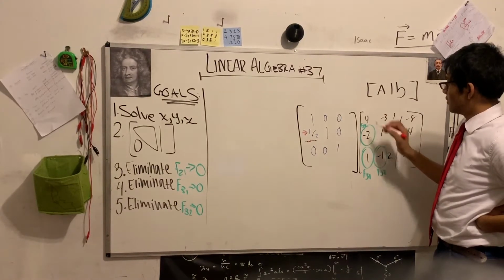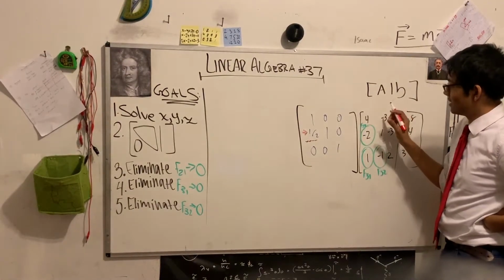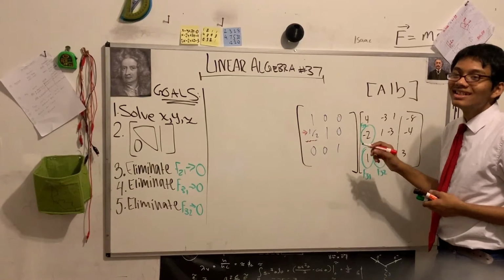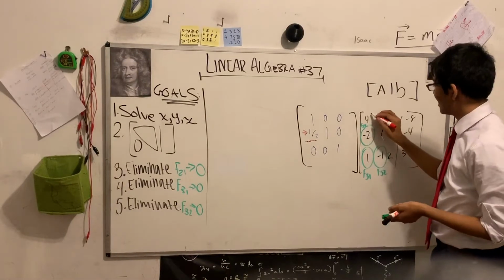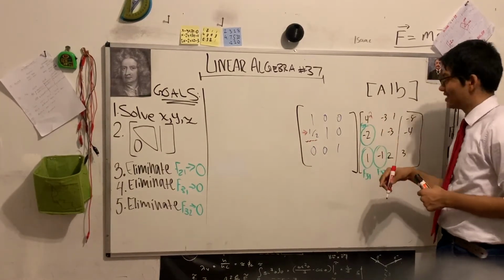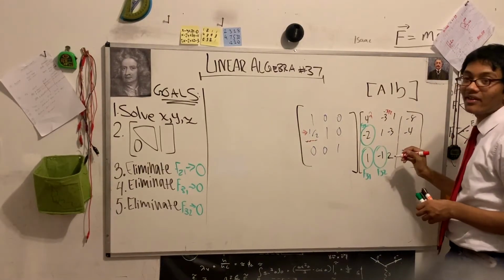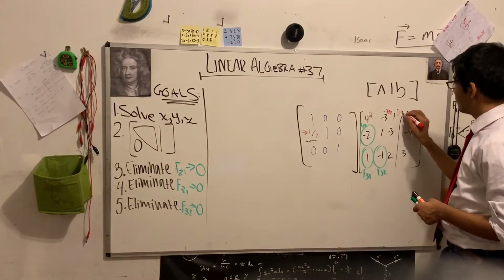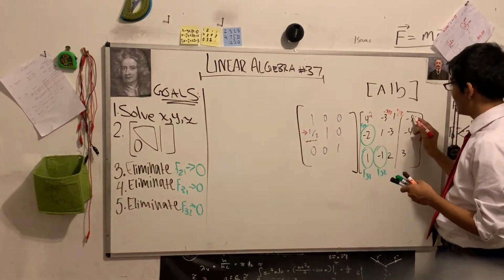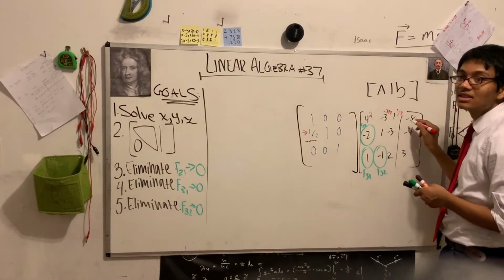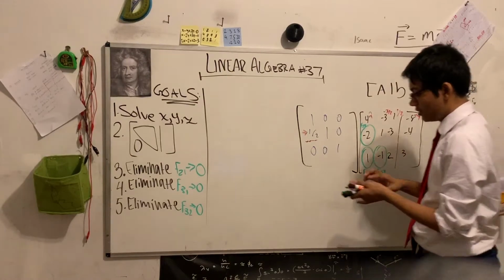Multiply this by half. 0.5 times 4 is 2. Half times minus 3 is minus 3 halves. And half times 1 is half. Half times minus 8 is minus 4. And now we just have to add it to the second row, right?